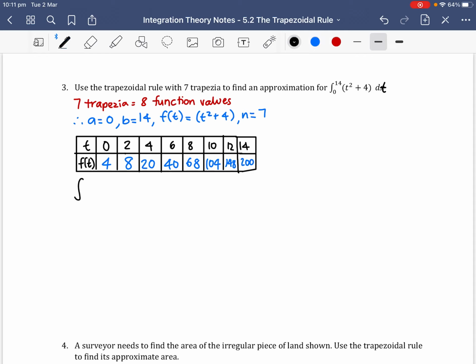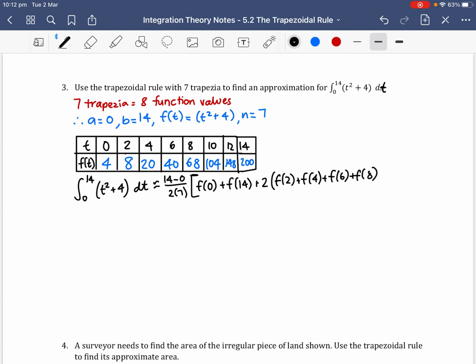Okay, so now in our trapezoidal rule we have the integral from 0 to 14 of t squared plus 4 dt is approximately b, which is 14, minus a of 0, over 2 lots of n, which is 7, of f of the first one, so f of 0, plus f of 14, plus 2 times everything else. So that's f of 2, f of 4, f of 6, plus f of 8, plus f of 10, plus f of 12.